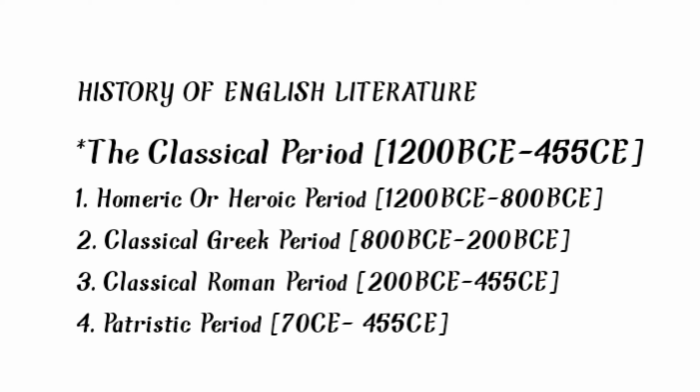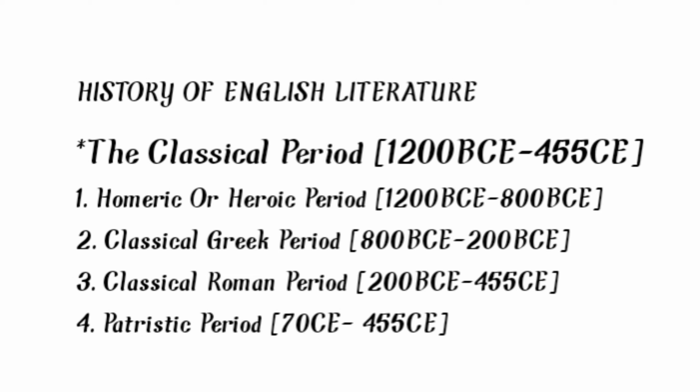The second period is the Classical Greek period. This period is also considered the Golden Age of Greece. It ran from 800 BCE to 200 BCE. This period is well known for writers like Aristotle, Plato, Sophocles, Euripides, etc. Third, we are going to discuss the Classical Roman period.